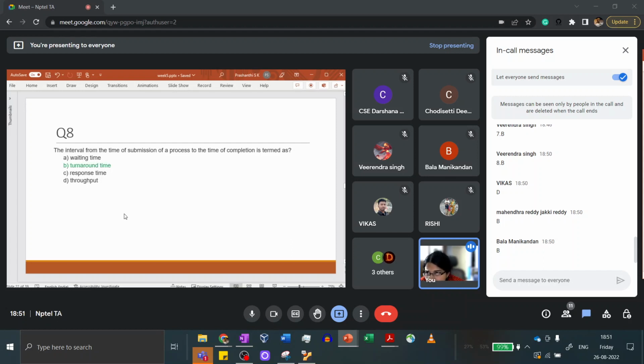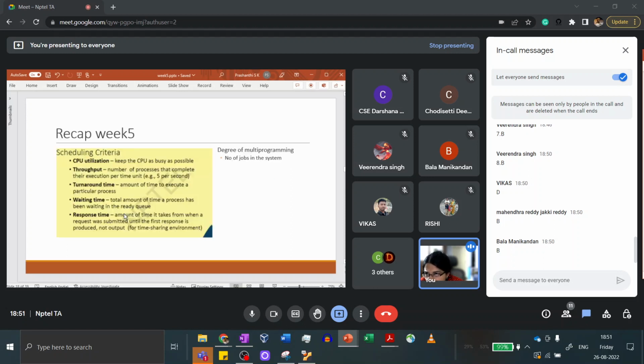So the answer is B, and I think it was mentioned here. It's the amount of time it takes to execute a particular process. Throughput was the other answer I got, and throughput is the number of processes that complete their execution per unit time. And here's where I think understanding the difference between latency and throughput would be useful, but I don't have a slide on that, so maybe I'll put that in next week.